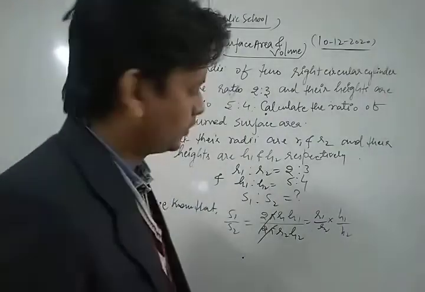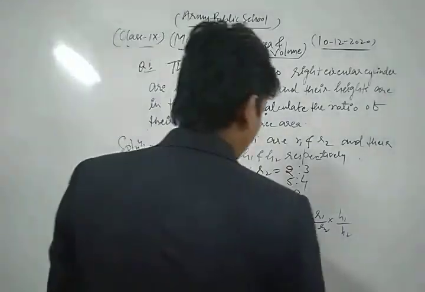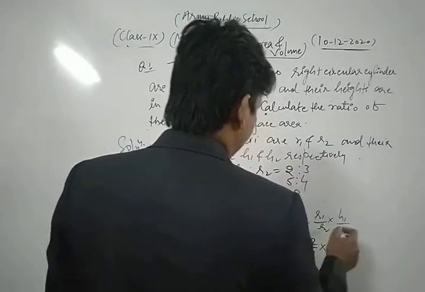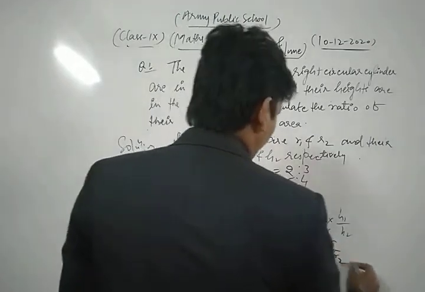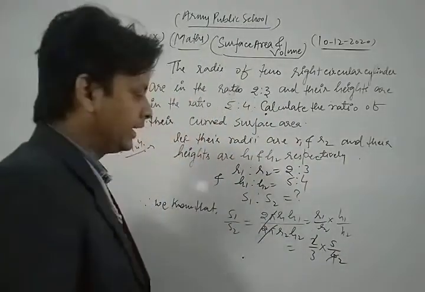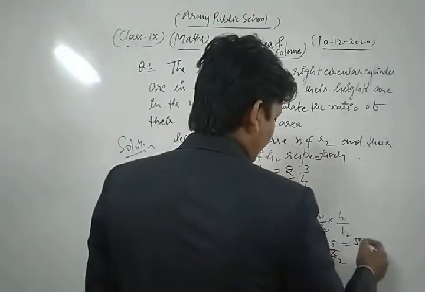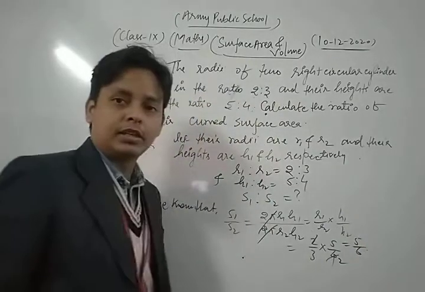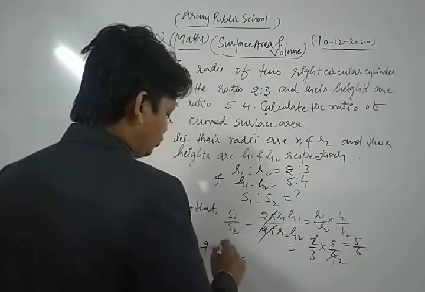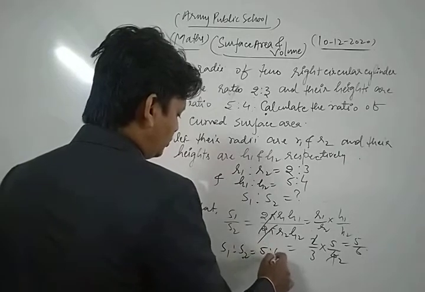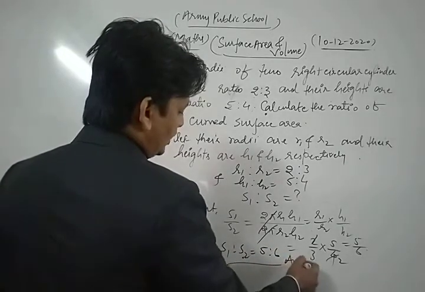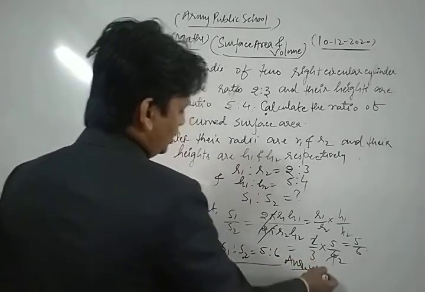Let's see. So R1 upon R2 is 2 upon 3, and H1 upon H2 is 5 upon 4. Now 2 2s are 4, so we get 5 1s are 5 upon 6, 3 2s are 6. Thus the ratio of their curved surface areas is 5:6. This is our required solution of the given question.